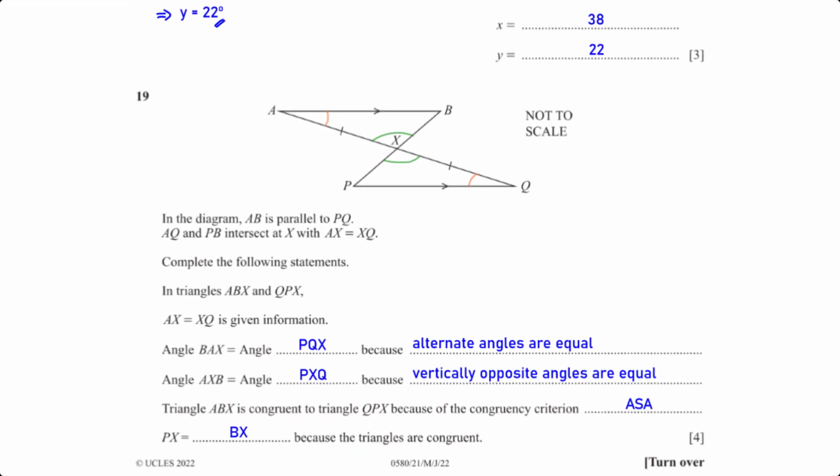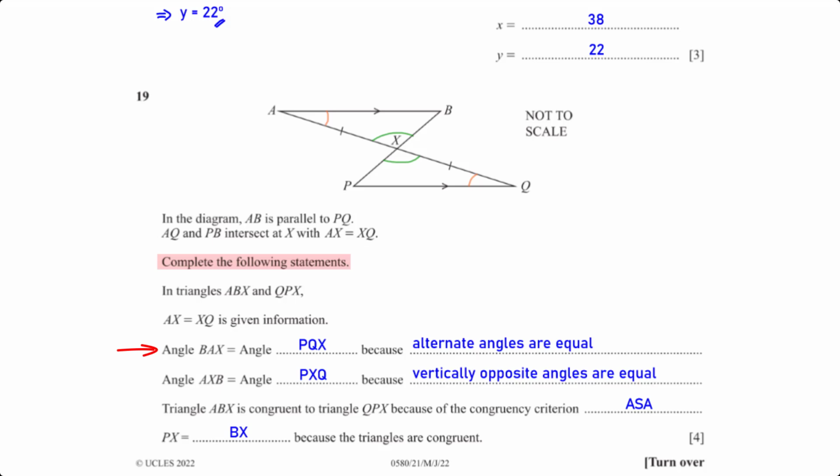In the diagram, AB is parallel to PQ. AQ and PB intersect at X with AX equals XQ. Complete the following statements. In triangles ABX and QPX, AX equals XQ is given information.